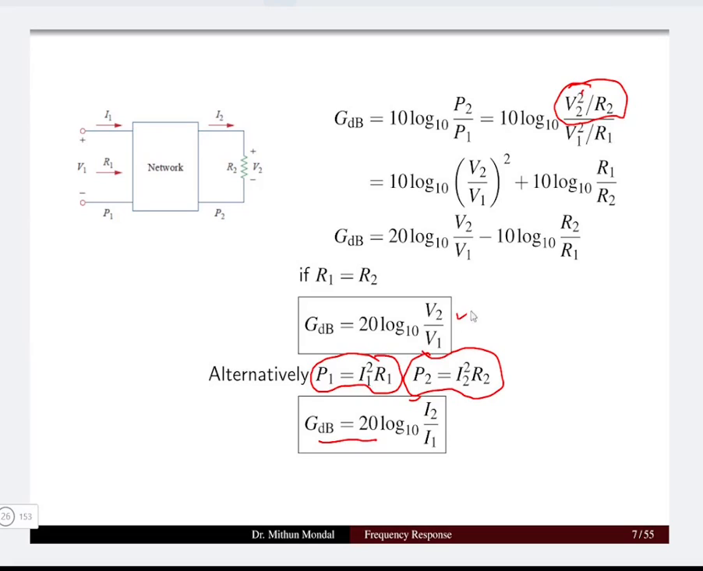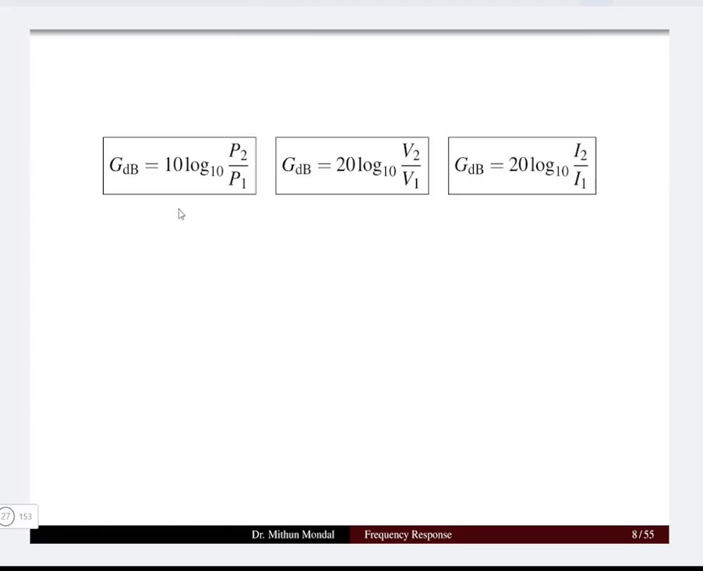So here the expression is the ratio of the voltage, here the expression is the ratio of the current. So the gain that we are obtaining for the RC network, GdB, is equal to 20 log 10 the output by input, that is V2 by V1, or it is I2 by I1. Now we have derived these expressions of the gain, which is the logarithmic of the quantities. So we will make some important conclusions about the frequency response and the GdB that we have obtained.